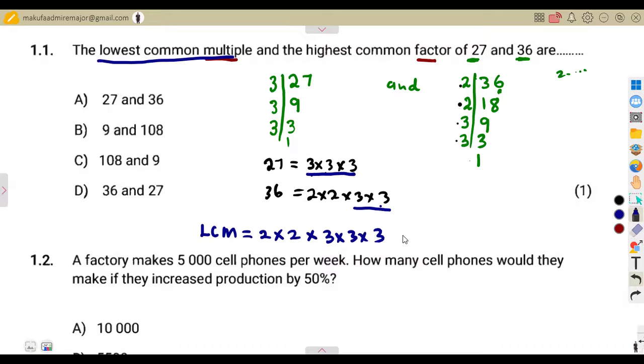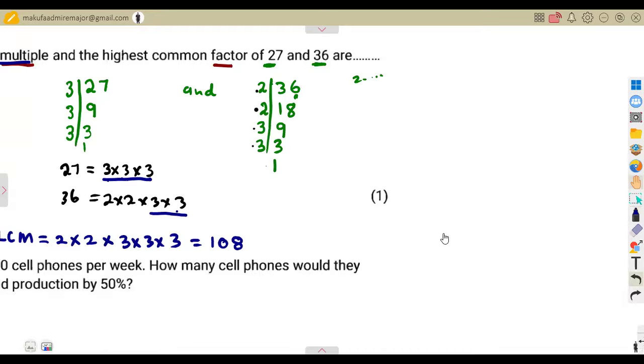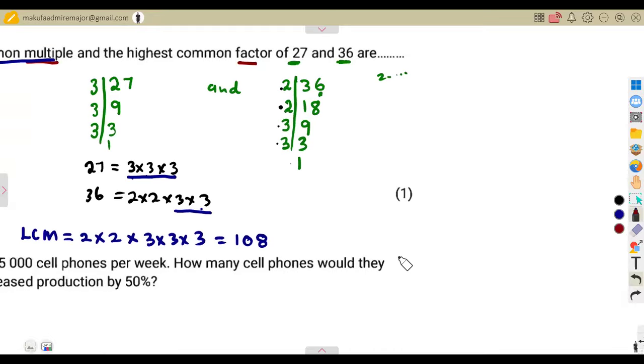Your calculator is allowed. So on your calculator, I want you to multiply this properly. You are going to obtain 108. That is 108, so this is your LCM. You know these calculations, so it is just straightforward.